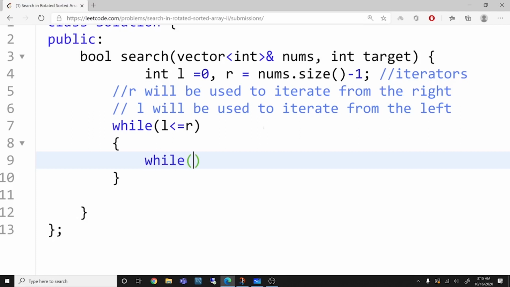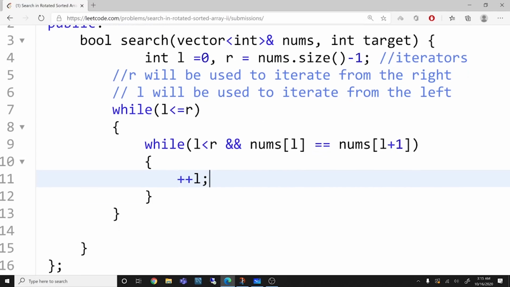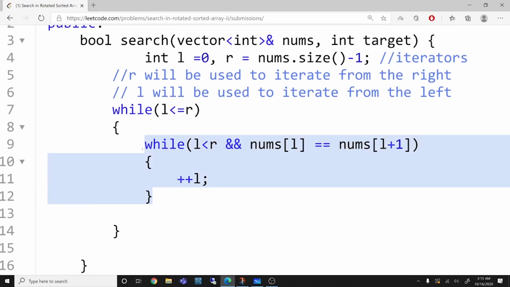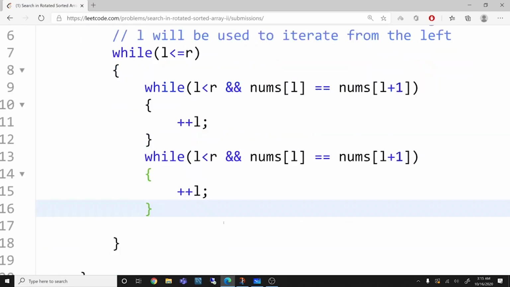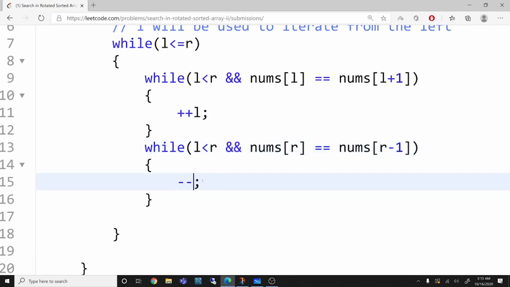First of all, I'll have to remove all the duplicates. So let's look at the code for it. While L is less than R and nums of L is equal to nums of L plus 1, what do I have to do? I have to increment my L until then. Don't worry, we'll look at it in the explanation also. Let me copy this again so that I remove the duplicates from the end as well. Instead of L, I'll make it R, and instead of L plus 1, I'll make it R minus 1, and at each step, I'll decrement my R.